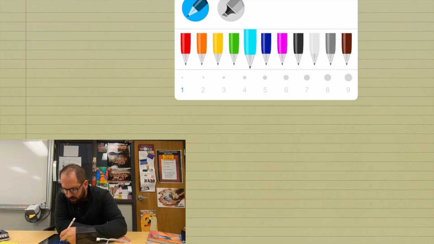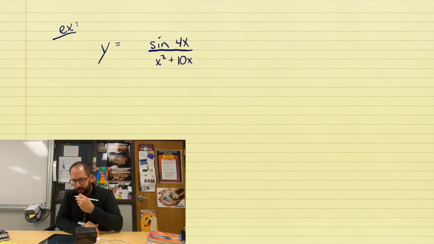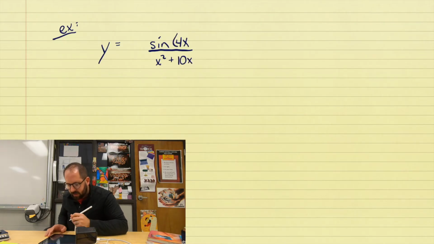Let's change up the color here. y is equal to sine of 4x, all over x squared plus 10x. And that 4x is in parentheses right there after the sine.